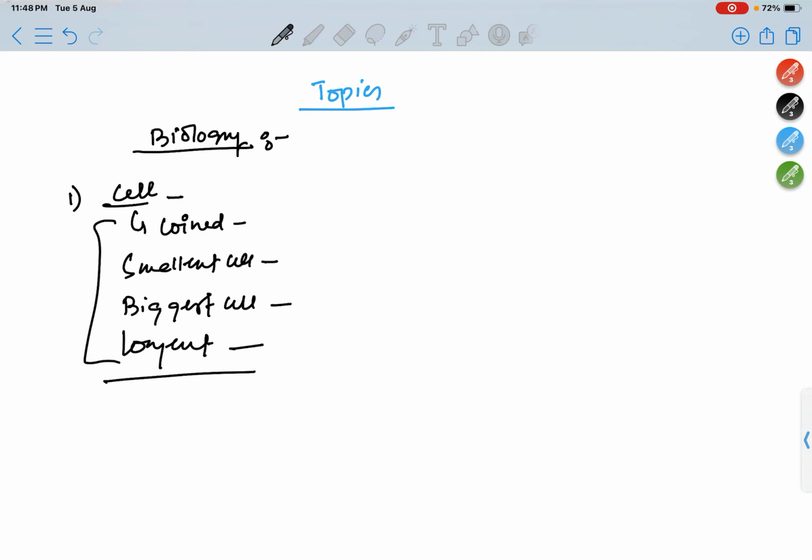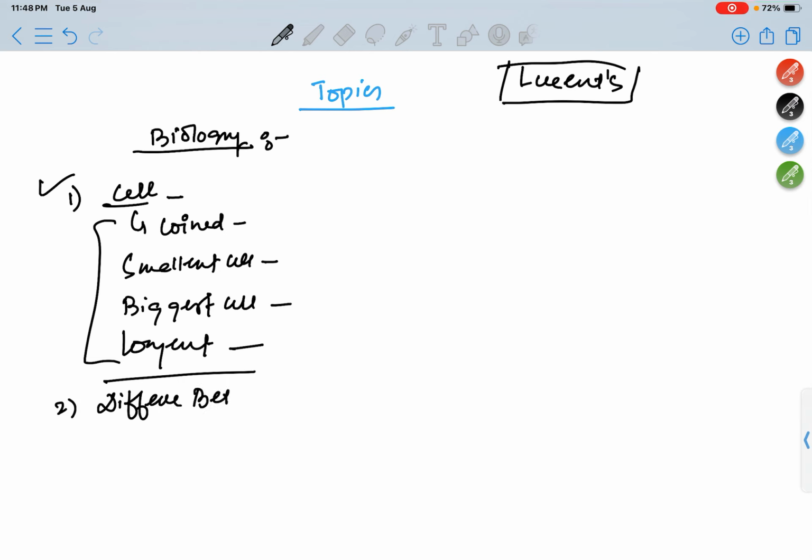So everything you will get in Lucent. So I'll suggest you to buy one. That's it. From cell you should only read this. Then next you should know difference between prokaryotes and eukaryotes. That's it. There is a table in Lucent. You just read the table. That's it. Nothing more. No function, nothing, no membrane, cell organelles, nothing. Just that's it. Next.